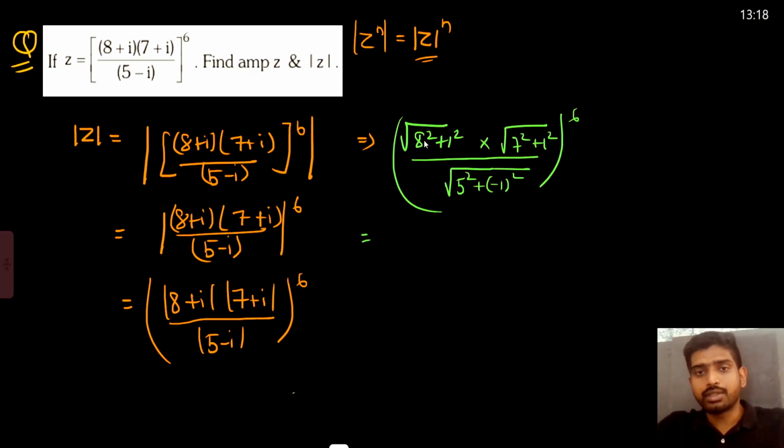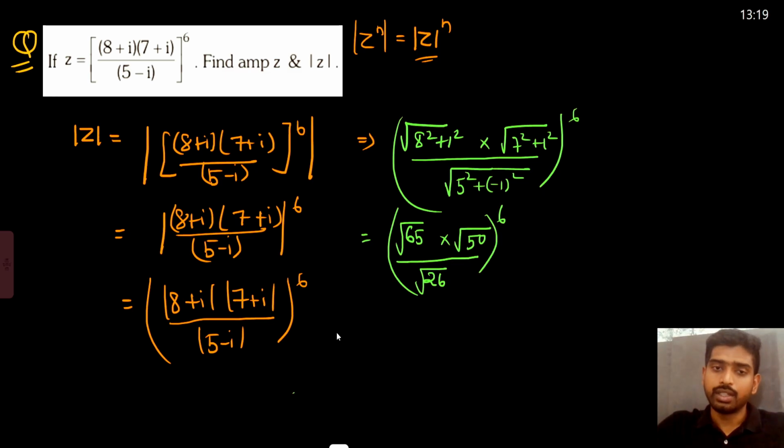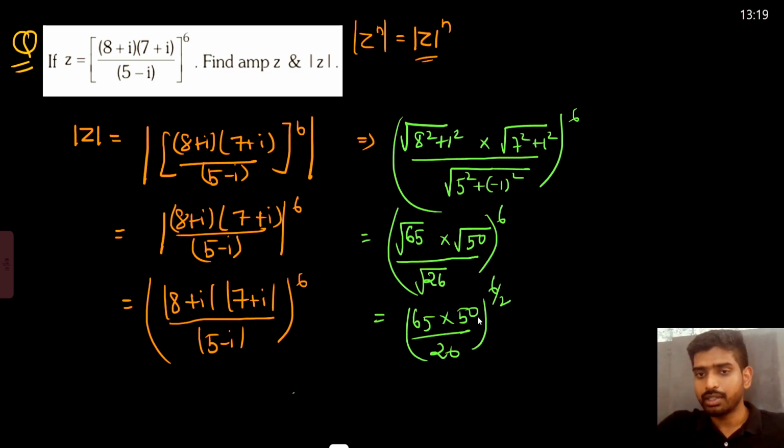So 8 square is 64. 64 plus 1 is 65. So here we got root 65 multiplied by root 50, that is 49 plus 1, divided by 25 plus 1, which is 26, the whole to the power 6. Now here this root I can take out. So here I'll get 65 into 50 by 26 to the power 6 by 2. So in 26, 13 2s are 26, and 13 5s are 65.